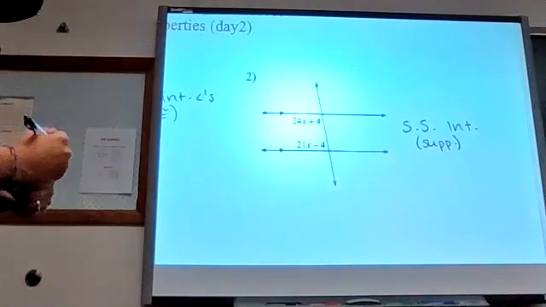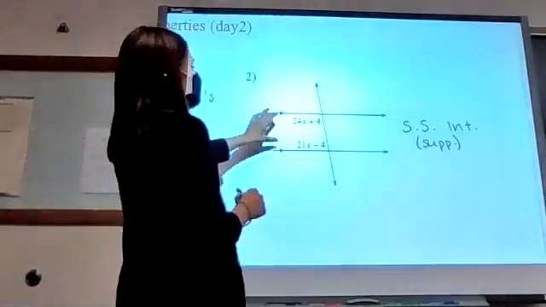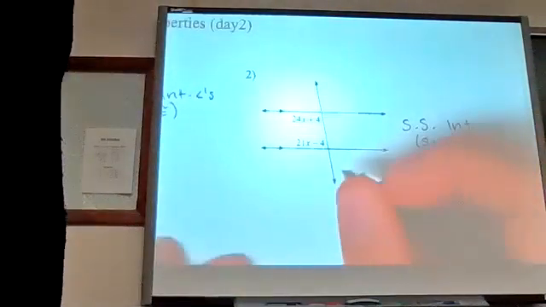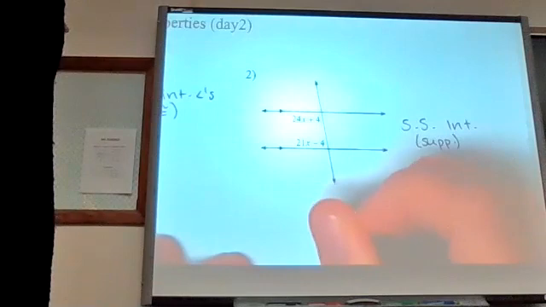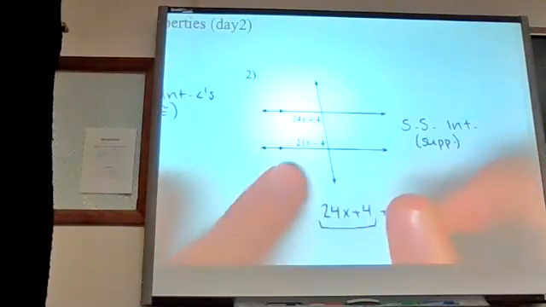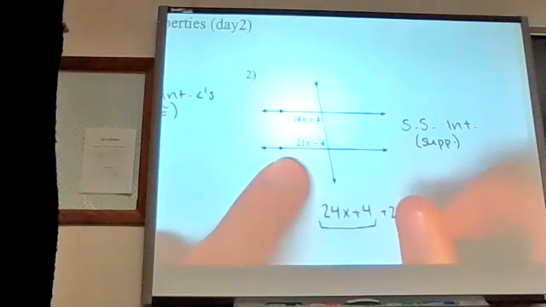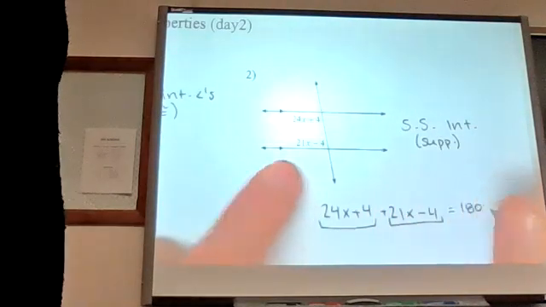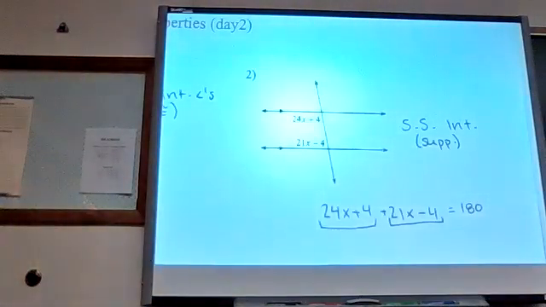What does supplementary mean? It equals 180. So my equation setup is going to be different here. Instead of equal to each other, I know that one angle, which is 24x plus 4, plus the other angle, 21x minus 4, equals 180. That one angle plus the other is going to equal 180.